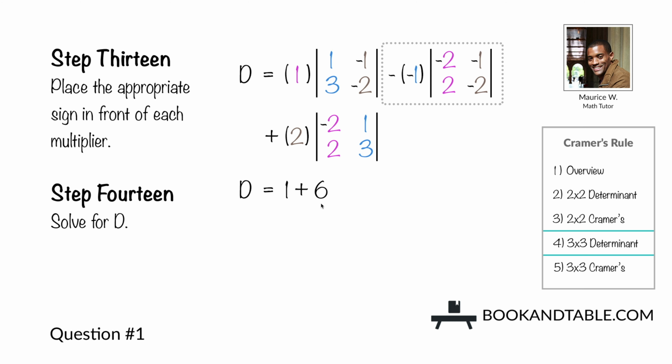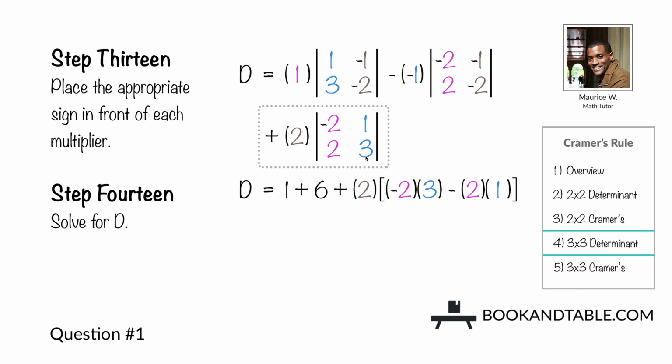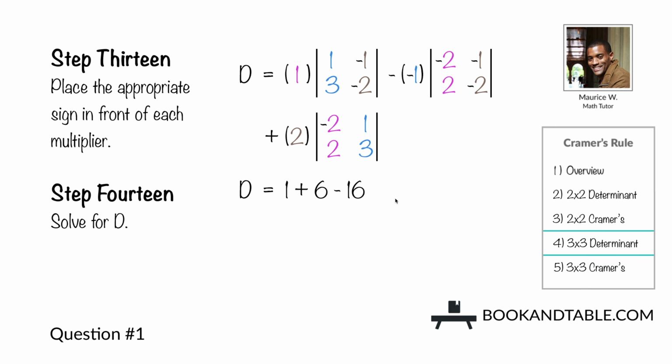And now we can move on to the third 2x2, which is -2 times 3 minus 2 times 1. And we'll multiply this times +2. Starting inside of the brackets, we have -2 times 3, which is -6, minus 2 times 1, which is 2. -6 minus 2 is -8. 2 times -8 is -16.